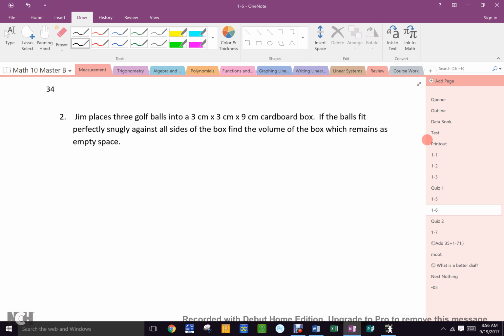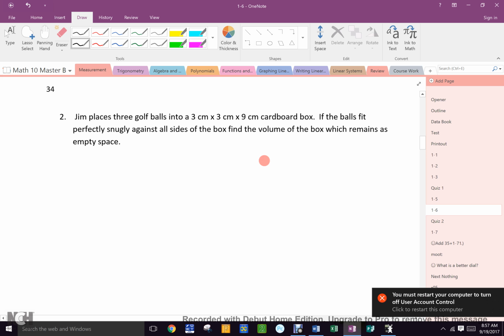Okay, page 34. Again, stupid math class problem, right? Not something you would ever care about in real life, but let's have a look at it. Jim places 3 golf balls inside a 3x3x9 cardboard box. If the balls fit perfectly snugly against all sides of the box, find the volume of the box which remains as empty space. I don't care, and nor should you, but it is math class, so let's start figuring it out.